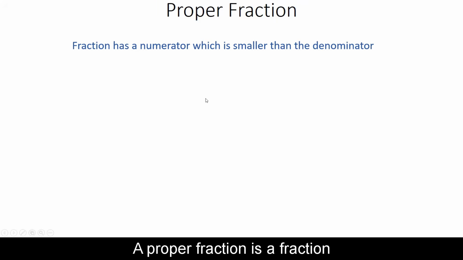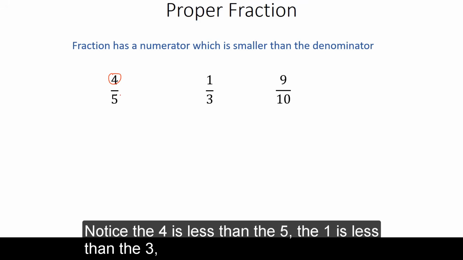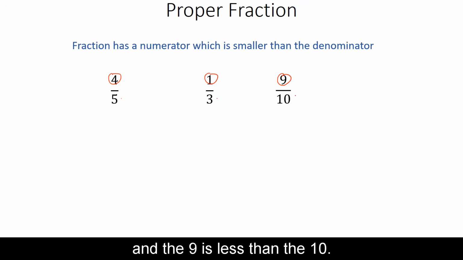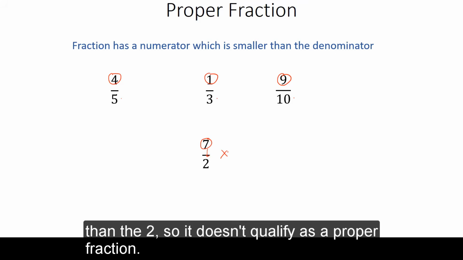A proper fraction is a fraction that has a numerator which is smaller than the denominator. 4/5, 1/3, 9/10 are all examples of proper fractions. Notice the 4 is less than the 5, the 1 is less than the 3, and the 9 is less than the 10. 7 over 2 is not a proper fraction because the 7 is greater than the 2, so it doesn't qualify as a proper fraction.